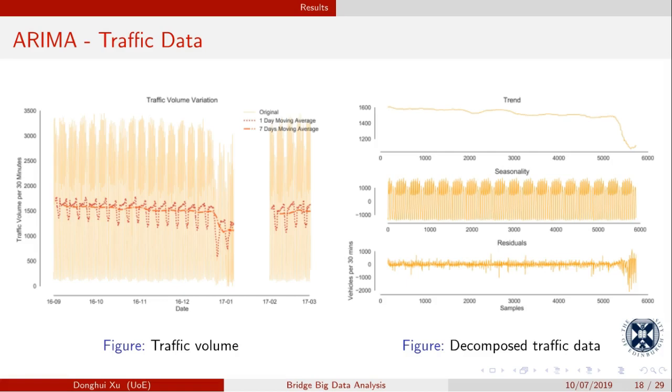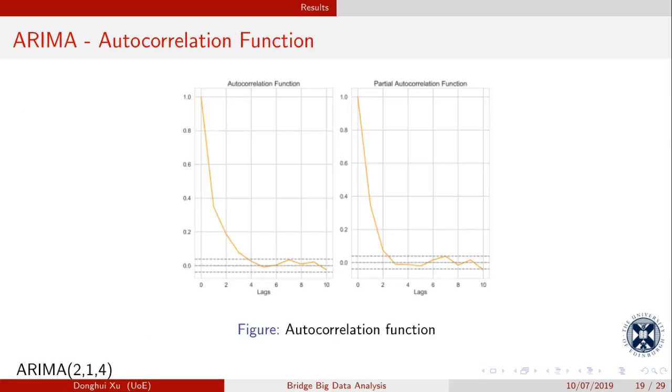We can see most of the residues are at the end of this period. This is actually the Christmas holiday, when there is a significant drop in traffic volume. So, as I mentioned, we need to find the three parameters. We plot the autocorrelation function ACF and partial autocorrelation function PACF for the data to find the moving average parameters and autoregressive parameters.